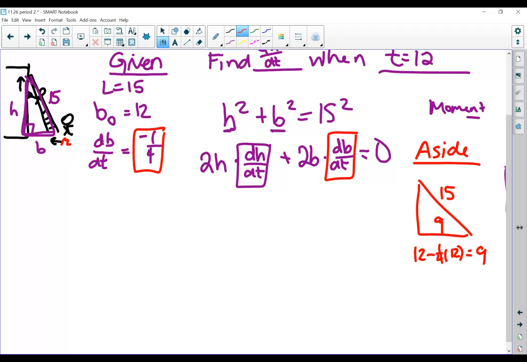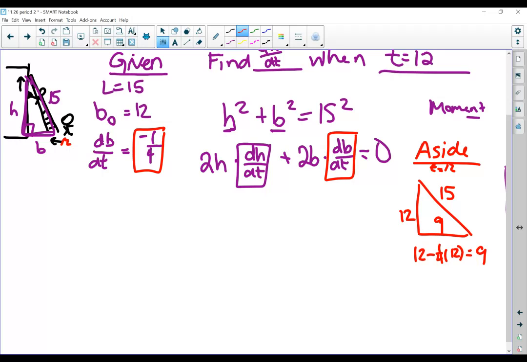I like to call this my aside. You guys know I like the word aside. It's all the stuff that I'm figuring out at this moment that I'm going to need to plug into my equation. Now I would use the right triangle theorem to find the missing side. I do see that it's 15, 9, which means it's a triple, 9, 12, 15. So this is what my triangle would look like when t equals 12.